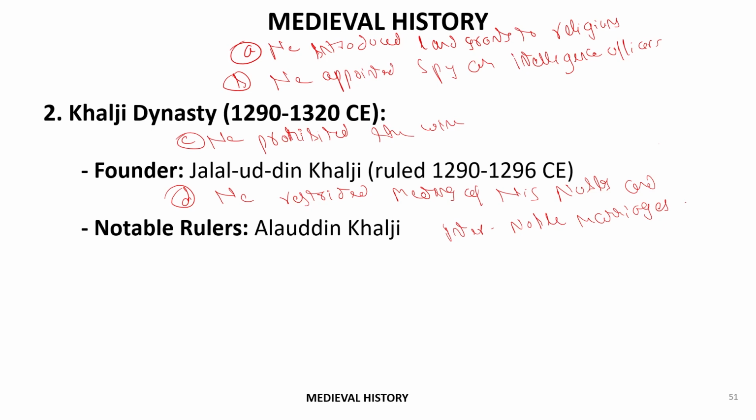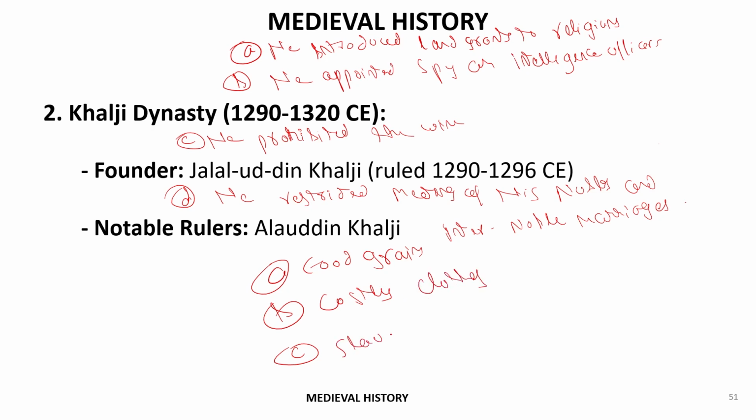Also, he had a market system with 3 markets. One market is only for food grains. Second market is for clothes. Third market is for slaves, horses, and other things. Got it? And remember that he ensured fixed price. So you can say the pricing policy under Alauddin Khilji in the market was strictly fixed. Okay, now let's move forward.